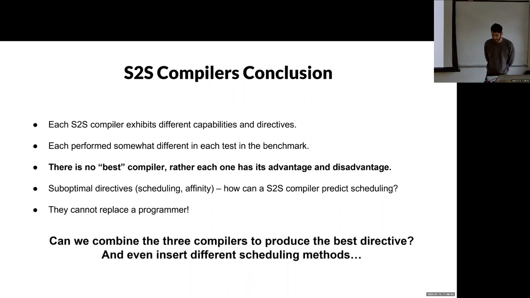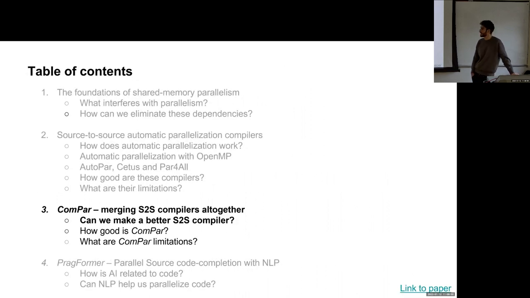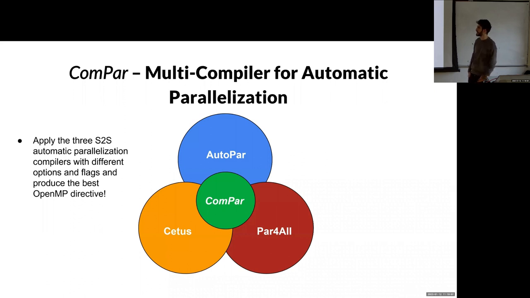And because we see that there is no best directive, this raises the possibility of maybe taking all three, applying them on the code, and then deciding and picking the best one, and then somehow creating the best directive. So this is an idea that we implemented a couple of years ago, which is called Compar. And the main idea, as I said, is taking these three automatic source-to-source compilers, applying them on the source code that you have, with different flags, different options, and then picking the best one.